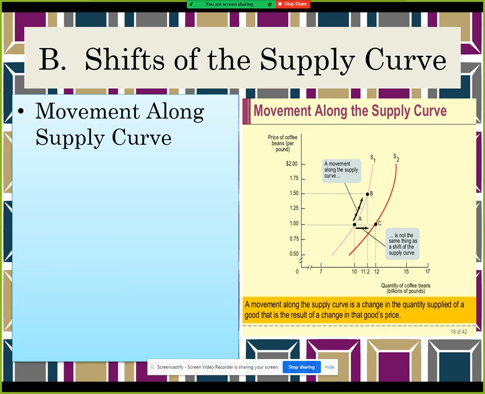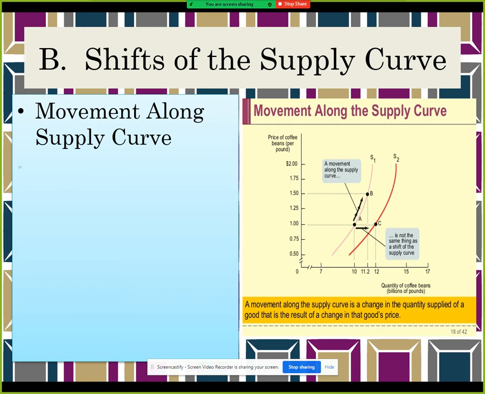Same thing with demand, okay? We move from one spot to the other because of a change in price. So the change in quantity supplied in reaction to a change in the price, that is movement along the supply curve. And remember, just like with demand, only a change in price does that. Okay?